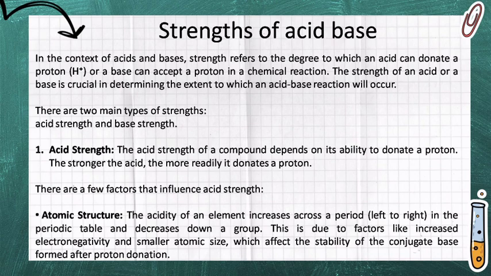First, acid strength. The acid strength of a compound depends on its ability to donate a proton. The stronger the acid, the more readily it donates a proton. There are a few factors that influence acid strength. A. Atomic structure. The acidity of an element increases across a period, left to right, in the periodic table and decreases down a group. This is due to factors like increased electronegativity and smaller atomic size, which affect the stability of the conjugate base formed after proton donation.